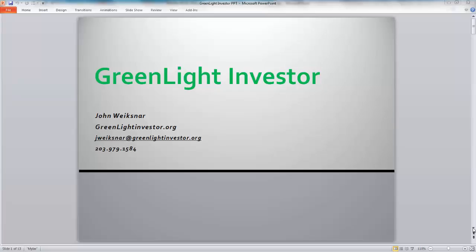Our goal at the GreenLight Investor is to provide a unique resource to help make managing your 401k both a simple and easy process. We do this with a worksheet that uses red, green, and yellow cells to help you decide when to buy, what to buy, and when to sell.